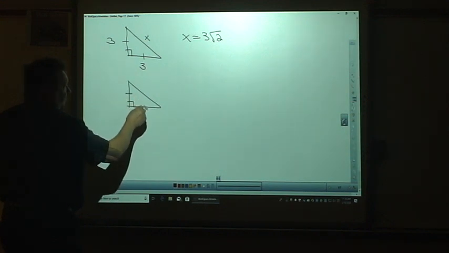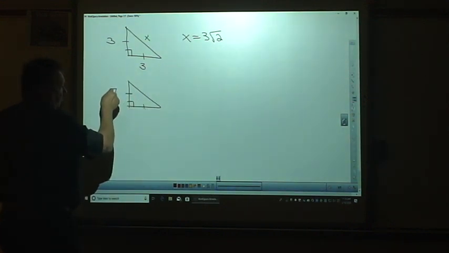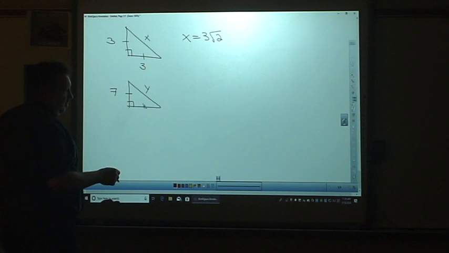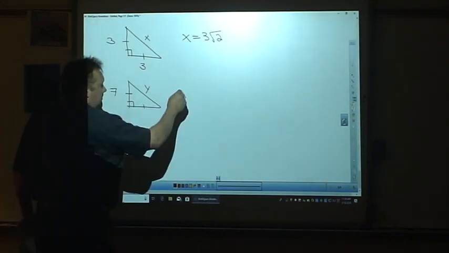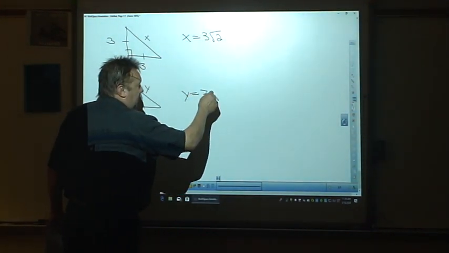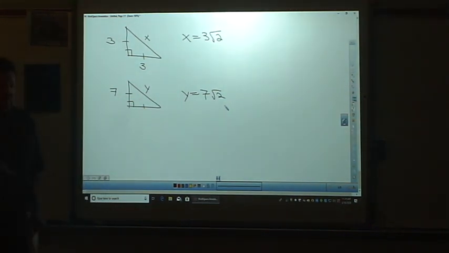Isosceles right triangle, 7. What is the hypotenuse? 7 times the square root of 2. There is nothing more to think about when you've got the leg.